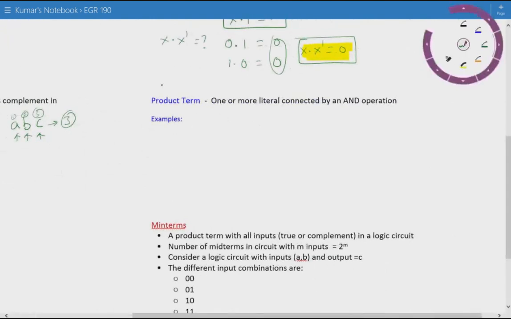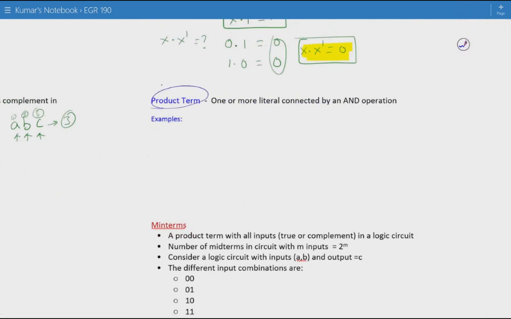Okay. Now what is a product term here? A product term is nothing but one or more literals. A literal could be A, A bar, B, B bar, C, C bar, or anything for that matter. Anytime you see a product of one or more literals, it could be AB, it could be A bar B C, it could be A bar B bar C bar, it could be anything. Anytime you see a product of more than one literal, it is called a product term.